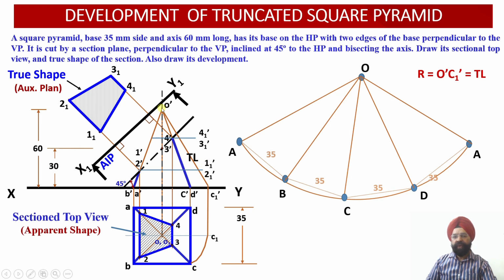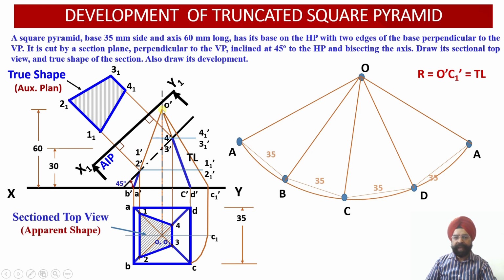And please check, O dash 1 1 dash and O dash 2 1 dash radius will be greater than O dash 1 dash and O dash 2 dash. So O dash 1 1 dash, O dash 2 1 dash are the distances which I need to measure, right? So I don't need to measure O dash 1 dash and O dash 2 dash.